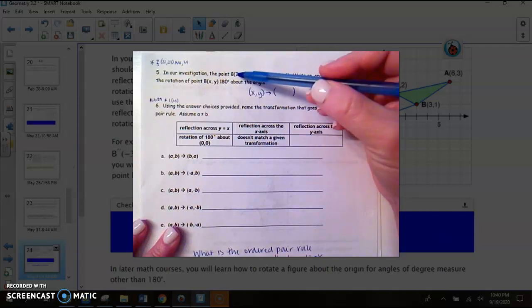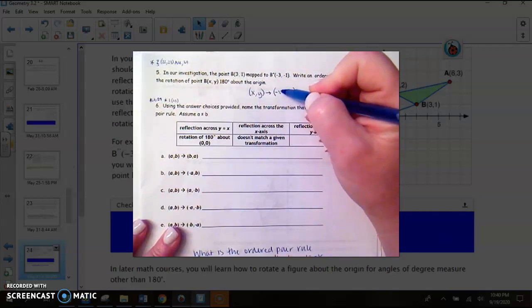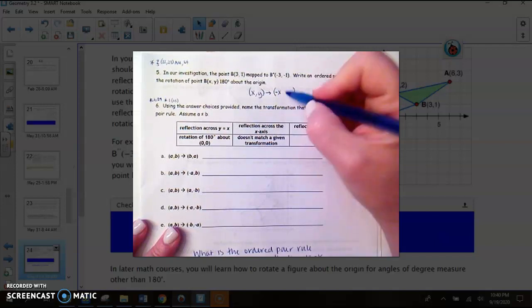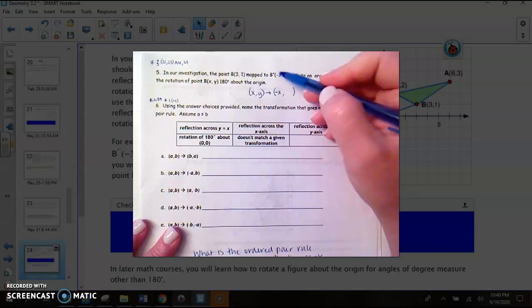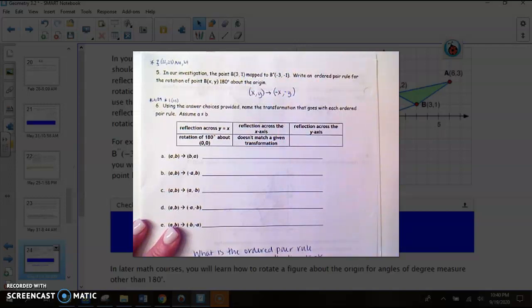Well, in our case, we want x to change signs, so we're going to put that negative sign in front of x, but remember, we're going to say that means opposite of x. And then we also change the sign on the y, so we're going to put a negative in front of the y to show it's changing signs as well.